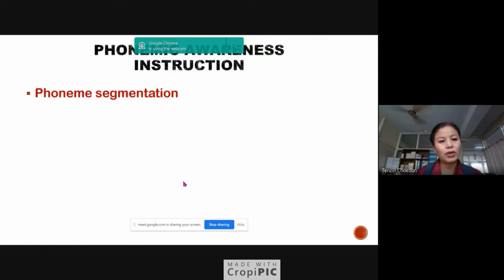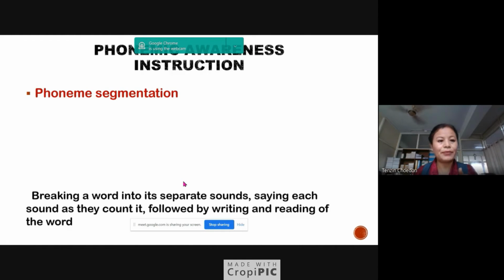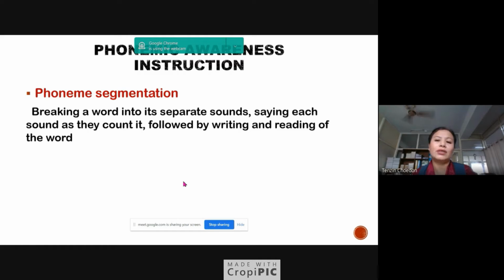So phoneme segmentation here is segmenting: breaking a word into its separate sounds, saying each sound as they count it, followed by writing and reading of the word. Before this, when we did the blending, we allowed your children to blend the word, say the word, then write the word with the sound and then the letter, whatever letter represents that sound. In this way they learn the spelling as well.